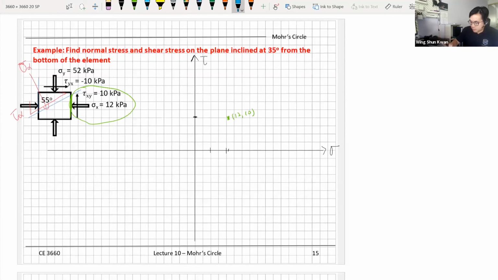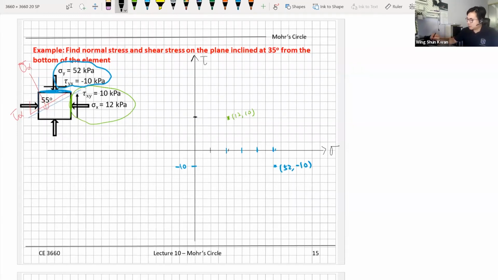And my second loading plane is right there, or on this plane. So I have a normal stress of 52. So this is 10, 20, 30, 40, and 50. 52 is right there. And I have a negative 10. So this is negative 10. So I have another point right here. So this is 52 and negative 10.